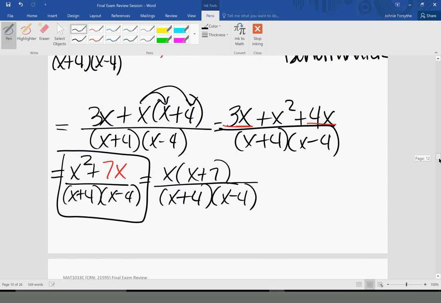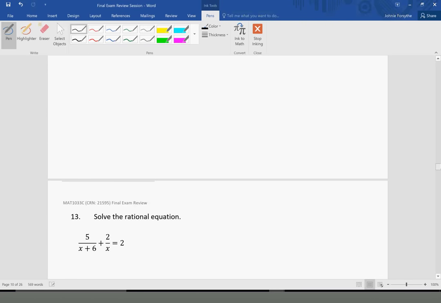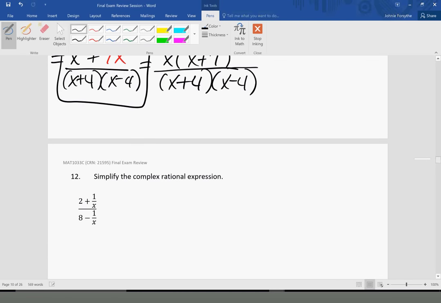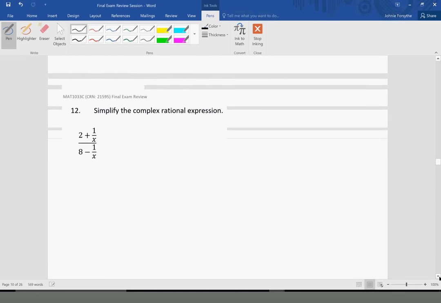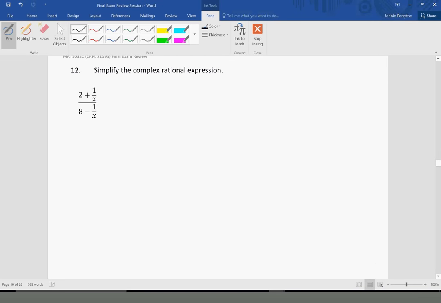Let's look at 12. Simplify the complex rational expression. So, to simplify a complex expression, we're going to do something called clearing out the fractions. So we're going to multiply the top and bottom by the least common denominator.